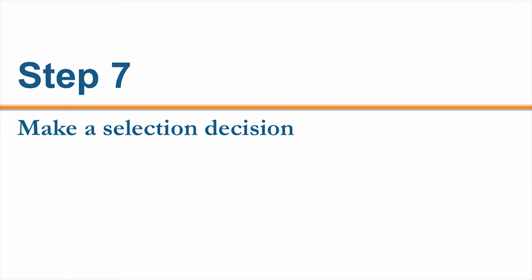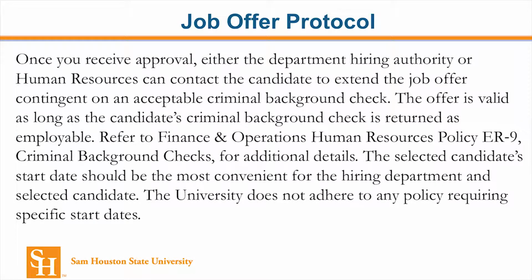Prior to extending a contingent job offer for a staff position, contact Human Resources to review the requested hiring salary. The Dean's Office must approve the final candidate for faculty positions prior to the contingent job offer. Once you receive approval, either the Department Hiring Authority or Human Resources can contact the candidate to extend the job offer contingent on an acceptable criminal background check. The offer is valid as long as the candidate's criminal background check is returned as employable. Refer to Finance and Operations Human Resources Policy ER9, Criminal Background Checks, for additional details.